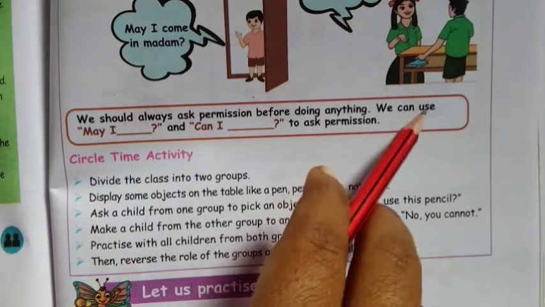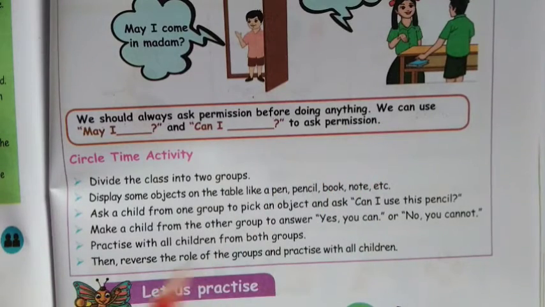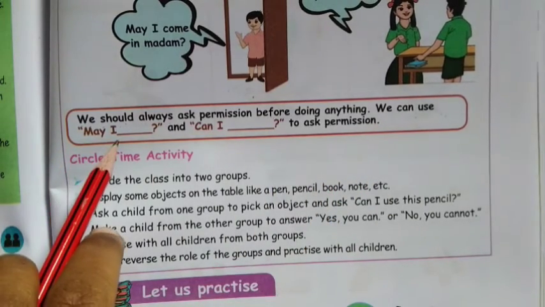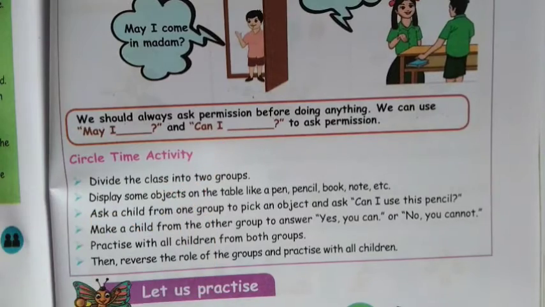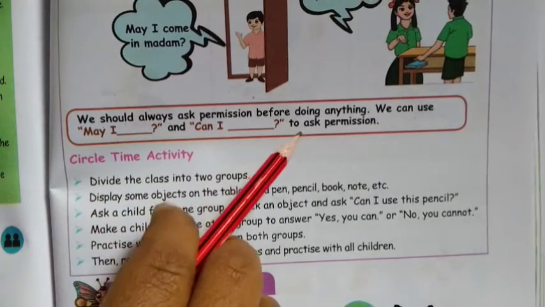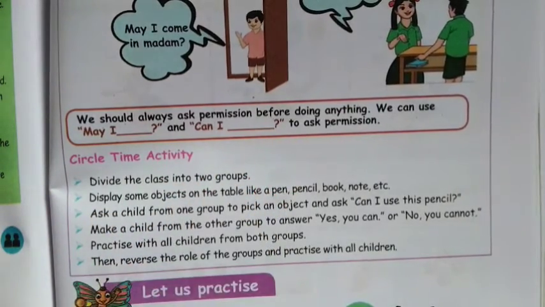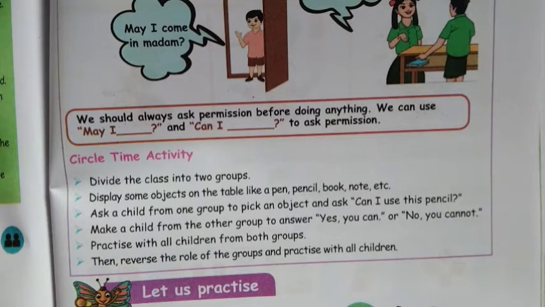For permission we can use may I, can I. Okay, to ask permission, what are the words we can use? May I, can I. Repeat once again. May I, can I. What are the two words that we have used to ask permission? May I, can I. Okay.